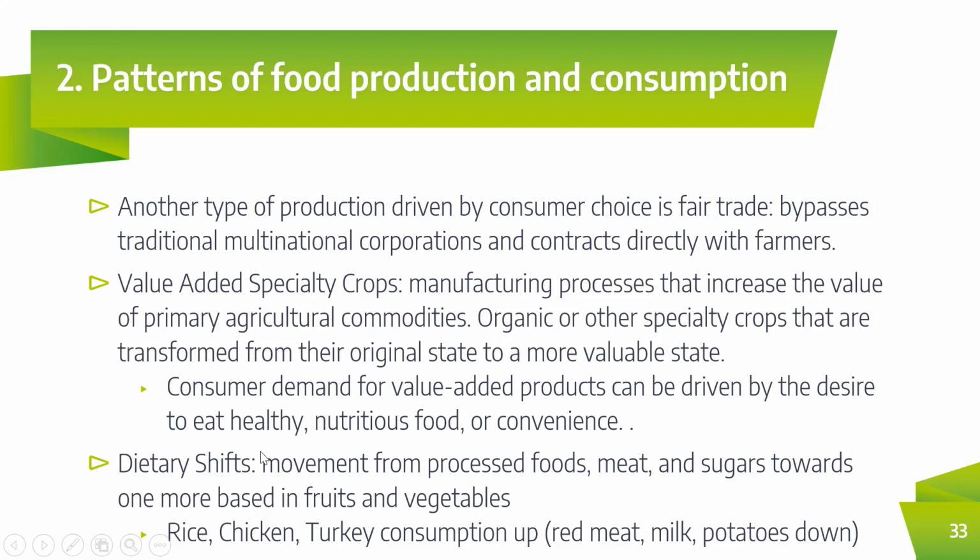So those are value added specialty crops, influencing patterns of food production and consumption. Dietary shifts. So lately, there's been a movement to move away from processed foods, meat and sugar towards one more based on fruits and vegetables, or even just healthier meat, we can say. Meat with more nutrition, right? So aside from an increase in wanting fruits and vegetables, there's been an increase in people wanting rice, chicken, turkey, and cutting down on red meat, milk, potatoes. So global trends in diets are also going to influence agriculture. We've seen more farms around the world focusing on growing chickens and turkeys and all of them, okay?